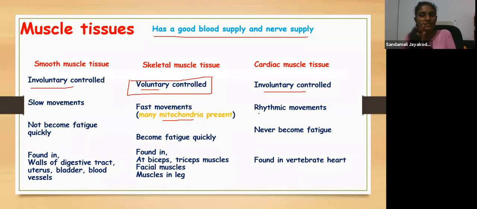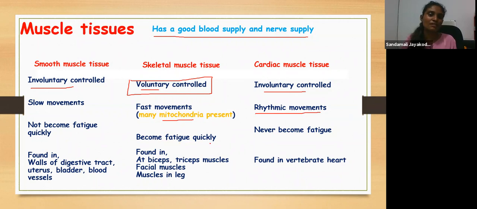And then in the case of cardiac muscle tissue, they have rhythmic movement. We call it the heartbeat. It has a particular rhythm. It performs rhythmic movements. And then I'm coming to smooth muscle tissue again to look at whether they become fatigued. Smooth muscle tissues become fatigued very rarely, they don't become fatigued very quickly.